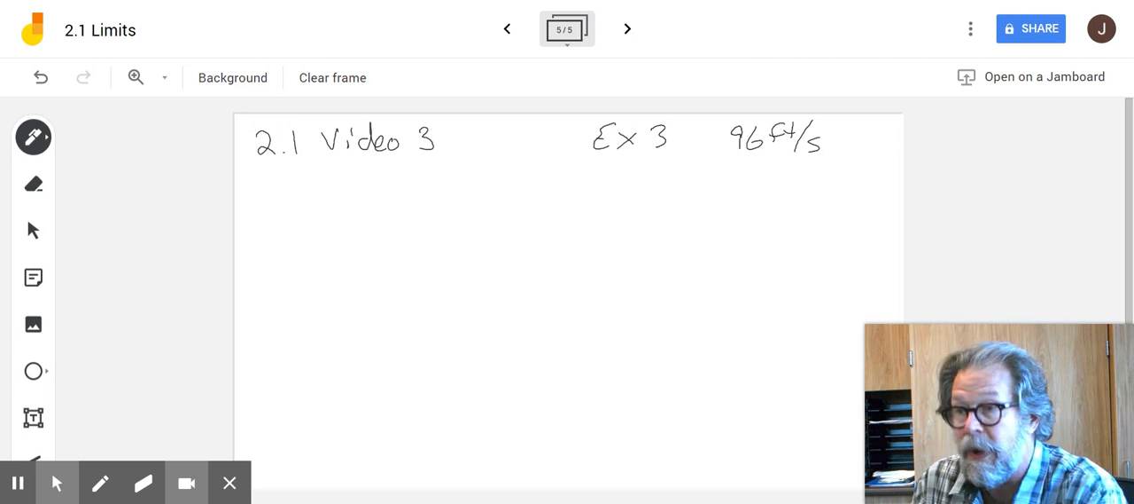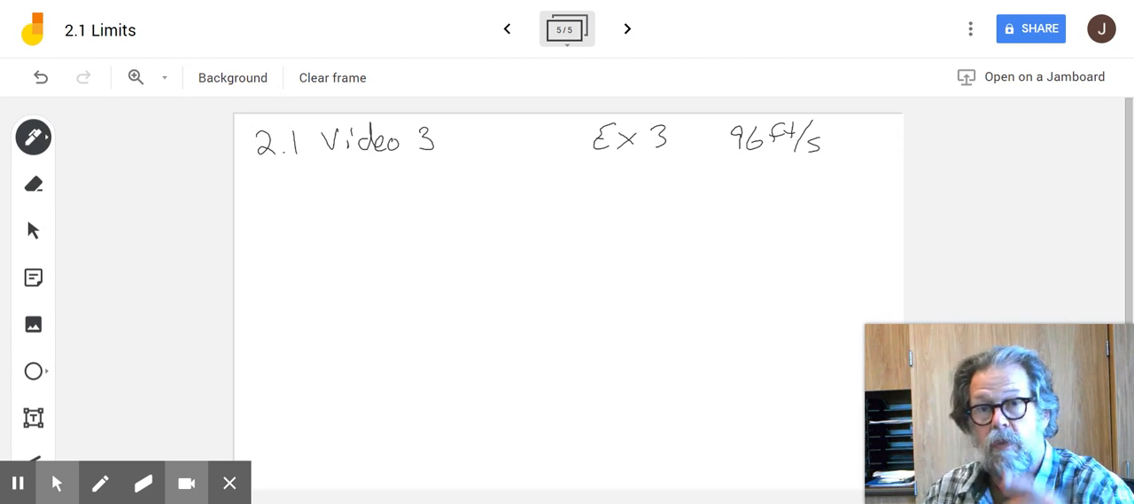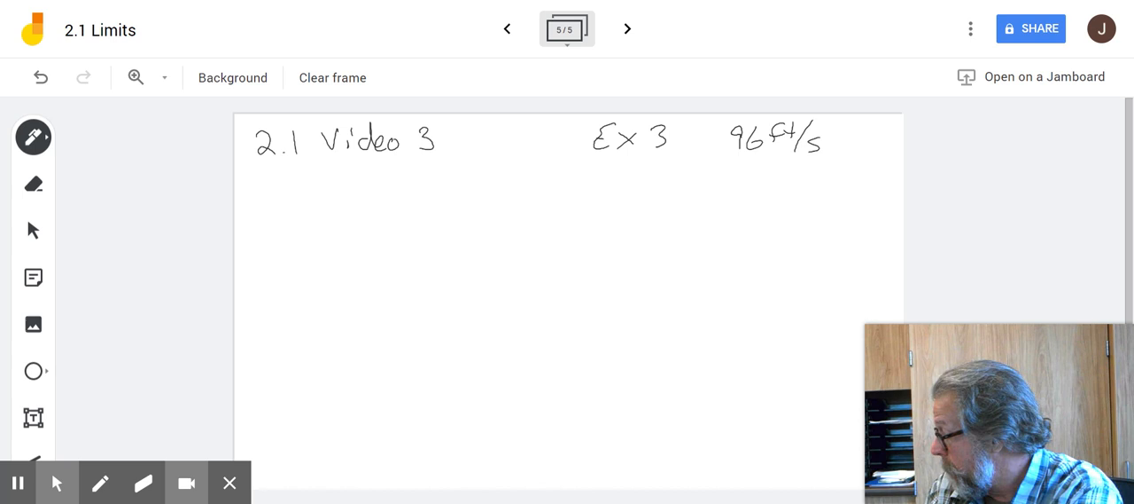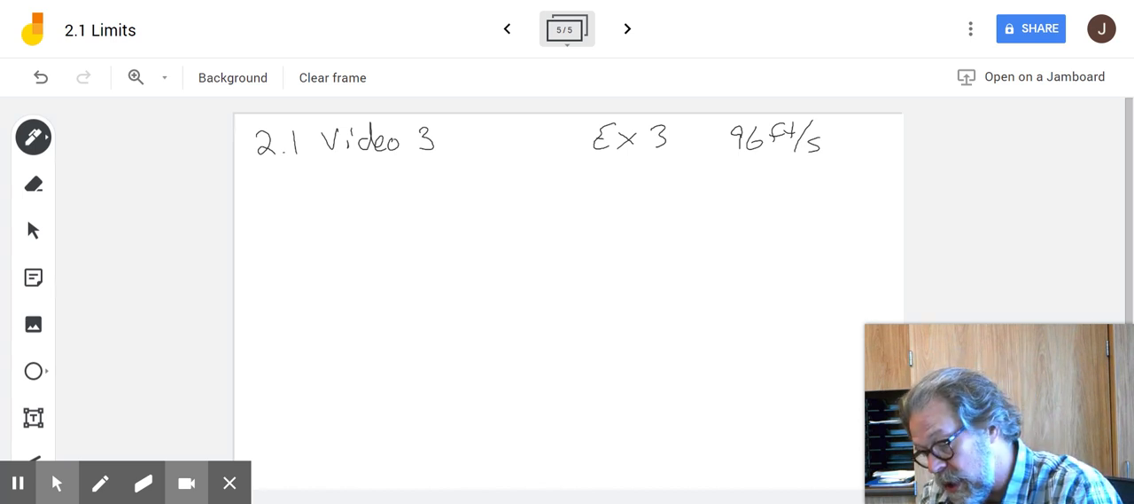Guys, we've already talked about definitions of limits. I'm not going to review all of that. But let's talk about another function, which is the limit as x goes to 0 of sine x over x.